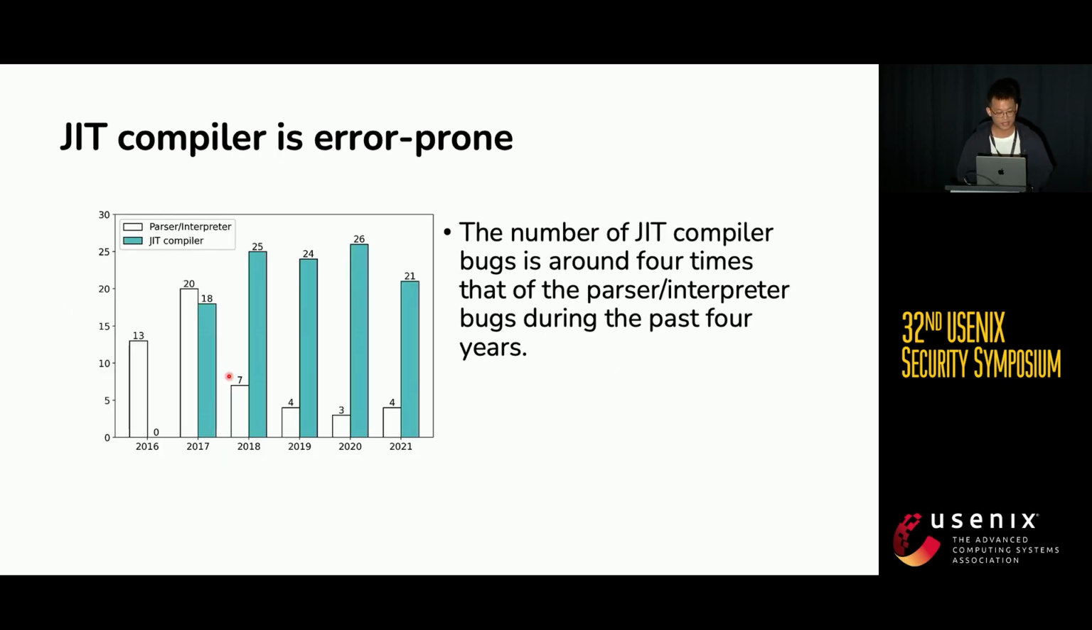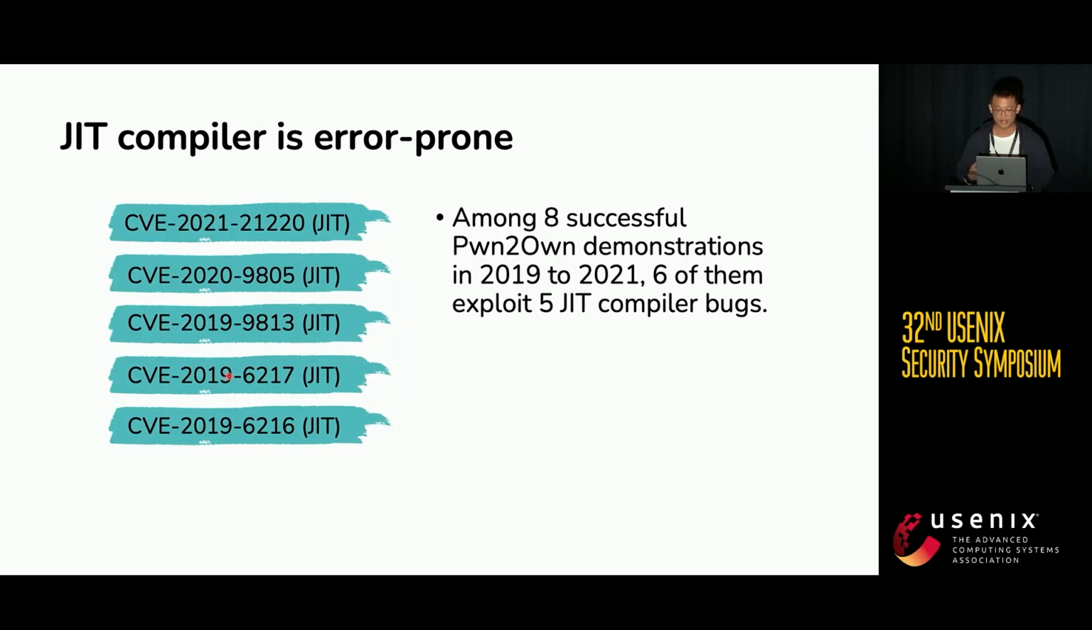So here is an investigation of the existing JIT compiler bugs. In recent years, JIT compiler bugs are the main attack surface of browsers. We can see in the figure that the number of JIT compiler bugs is around 4 times that of the parser or interpreter bugs during the past 4 years. Among the 8 successful Pwn2Own demonstrations from 2019 to 2021, 6 of them exploited 5 different JIT bugs.